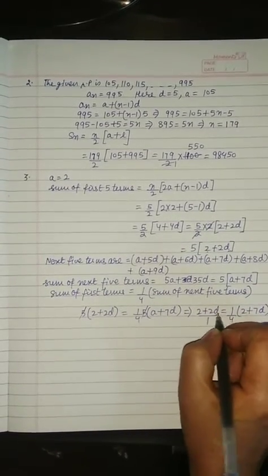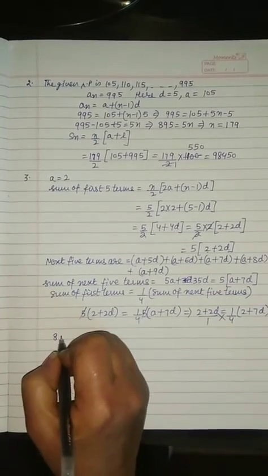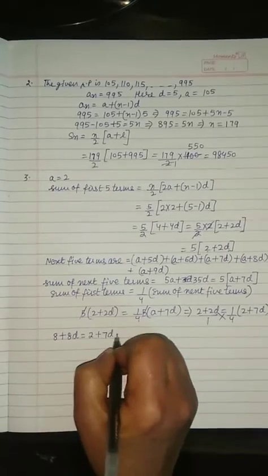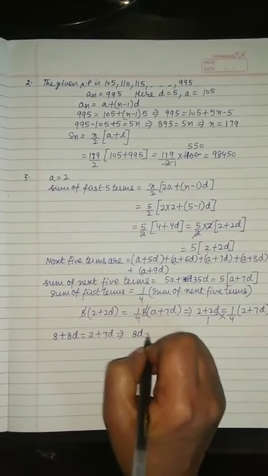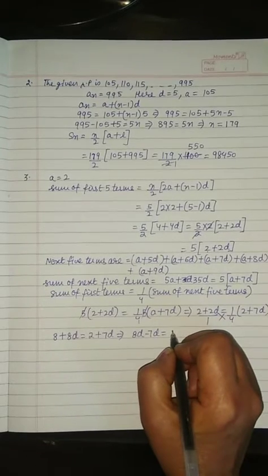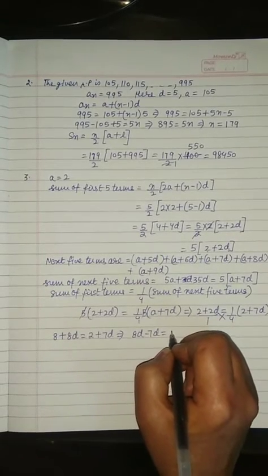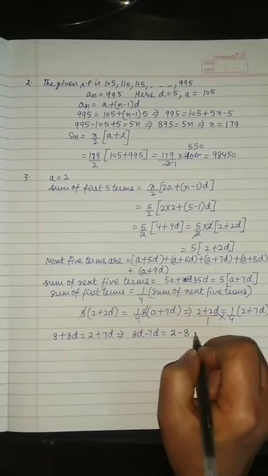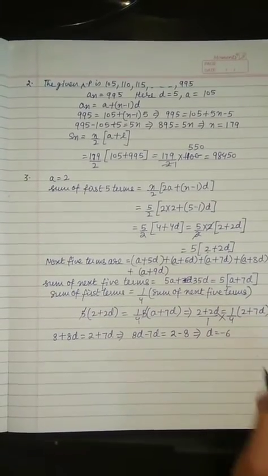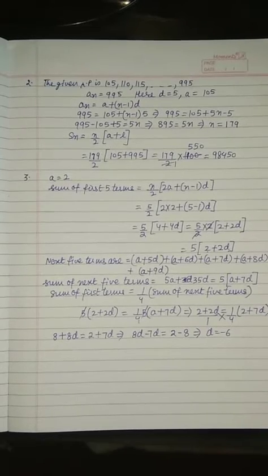On cross multiplying, we will get 8 plus 8d is equal to 2 plus 7d. It will become 8d minus 7d is equal to 2 minus 8. So d will become minus 6. Now we got the value of d. Now we have to prove in this question that the 20th term is minus 112.